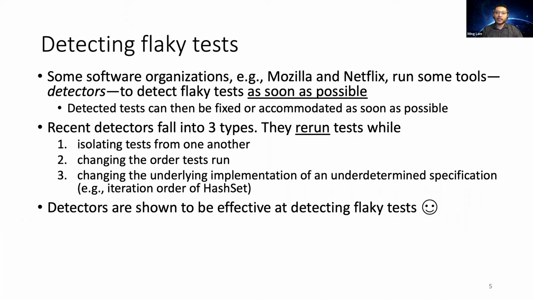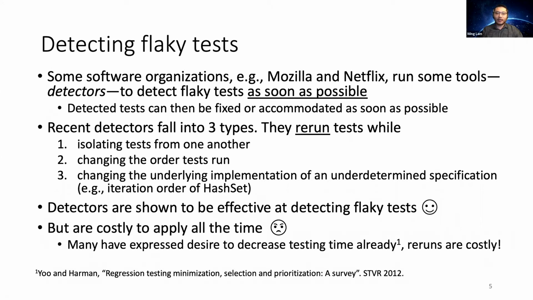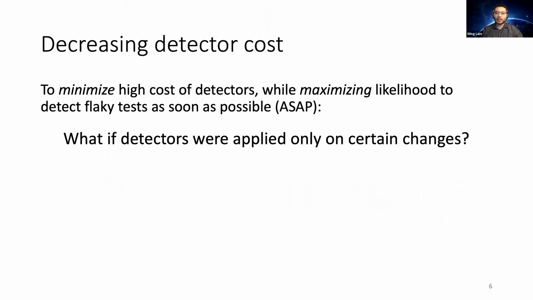The good news is that all of these detectors are shown to be quite effective at detecting flaky tests. However, the bad news is that these detectors are still quite costly to be applied all the time, especially when many developers have already expressed desire to decrease the testing time already. And reruns from these detectors are just too costly to be used all the time. Essentially, the problem that we now have is that we want to minimize the high cost of these detectors while maximizing the likelihood to detect these flaky tests as soon as possible.